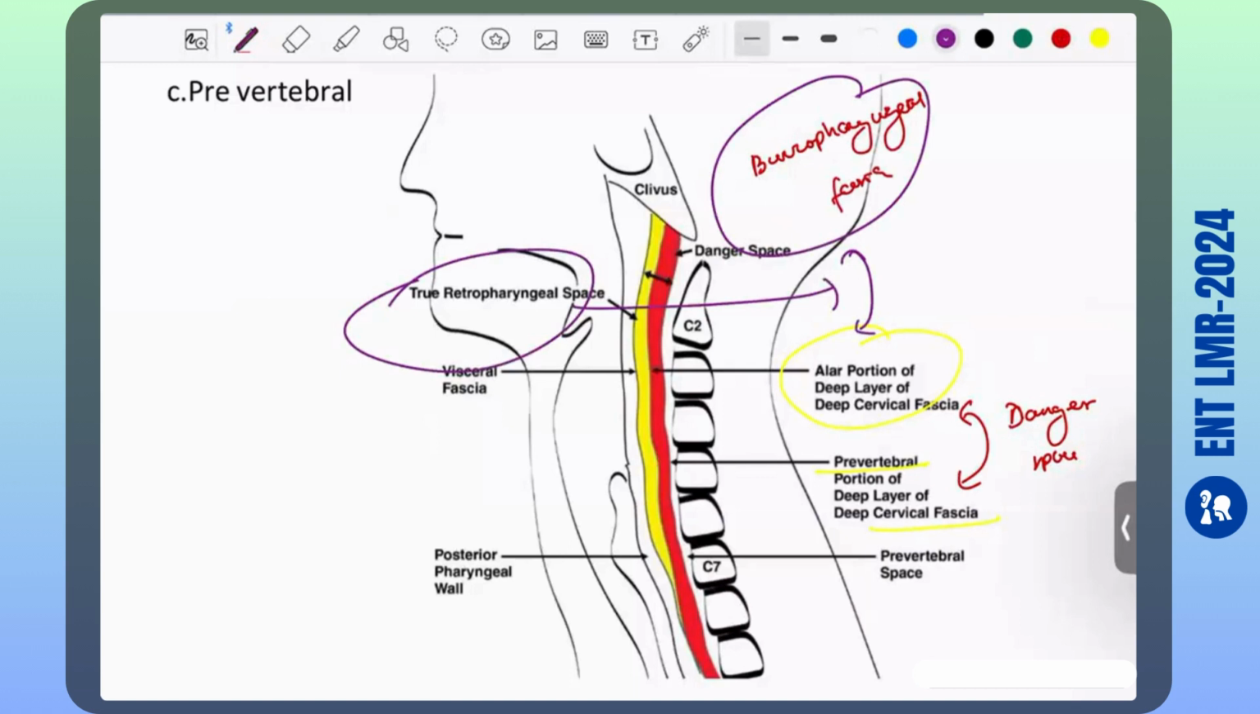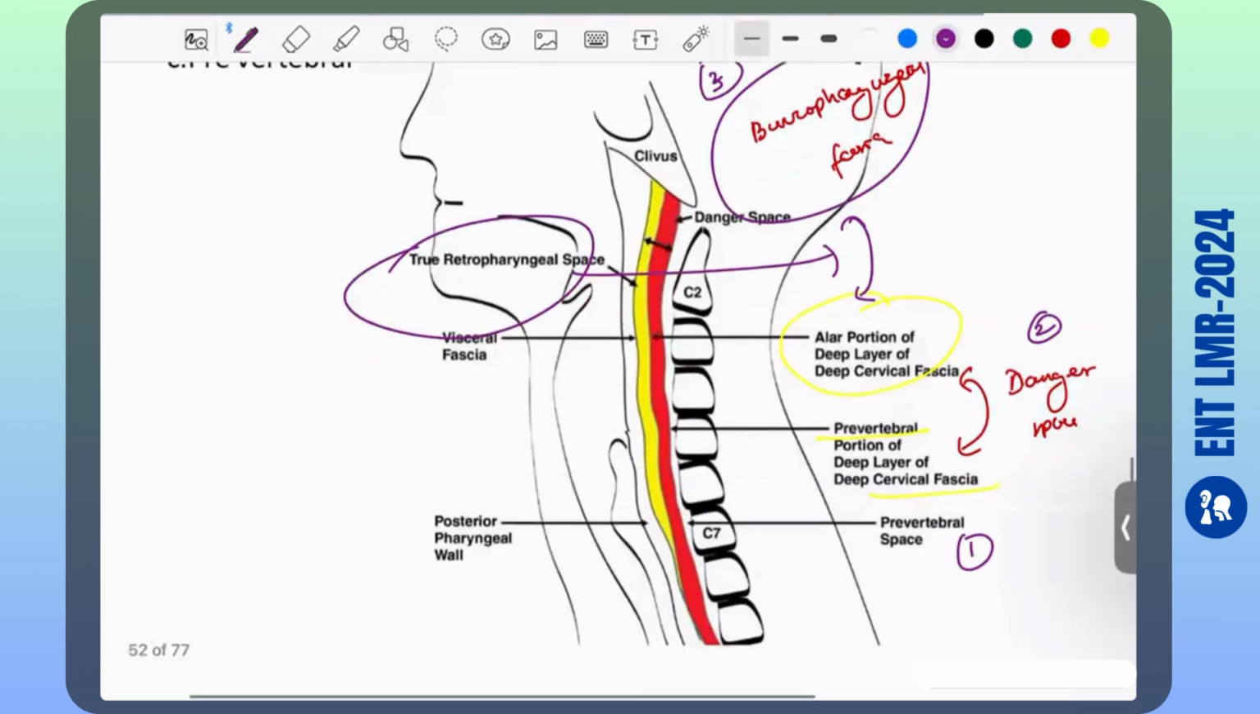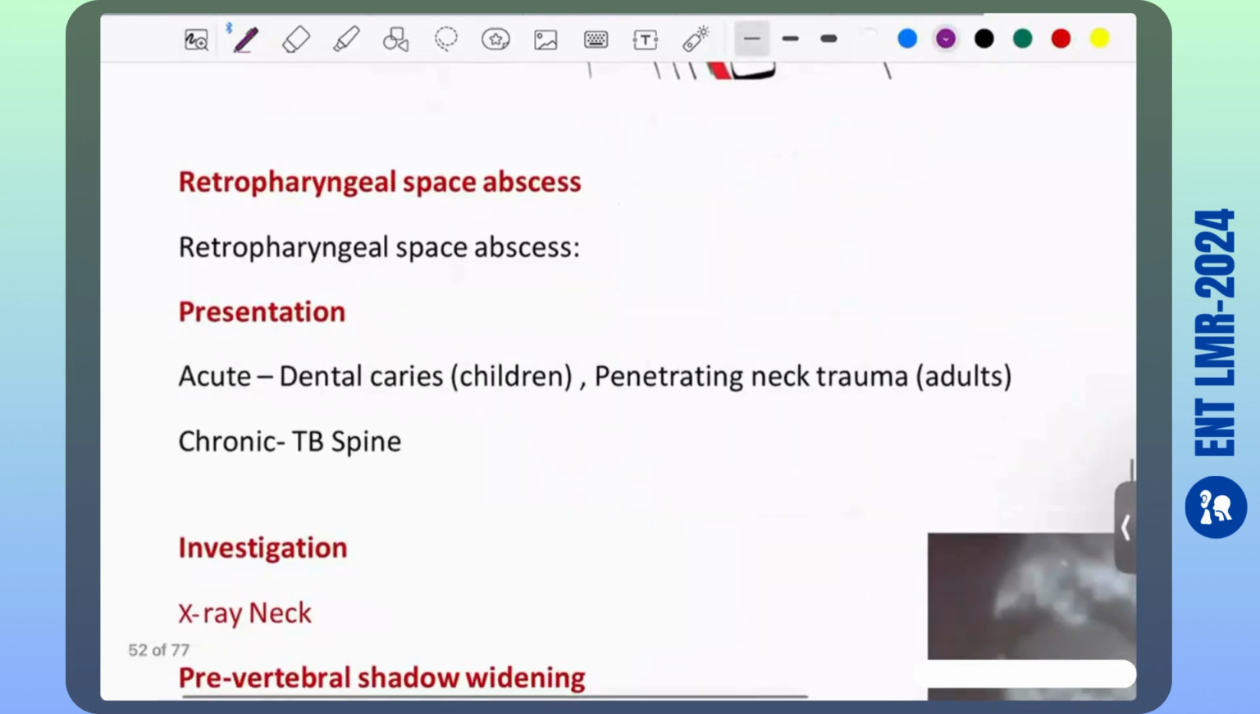See, in front of the vertebra, prevertebral space number 1. Between the prevertebral fascia and alar fascia, danger space. Between alar fascia and buccopharyngeal fascia, retropharyngeal space. So 3 spaces are very important. If they get infected, it can cause a lot of complications for the patient. If the retropharyngeal space gets infected, it could cause a retropharyngeal space abscess. In acute retropharyngeal abscess, the causes can be dental caries and penetrating neck trauma. In chronic retropharyngeal abscess, the cause can be TB spine.